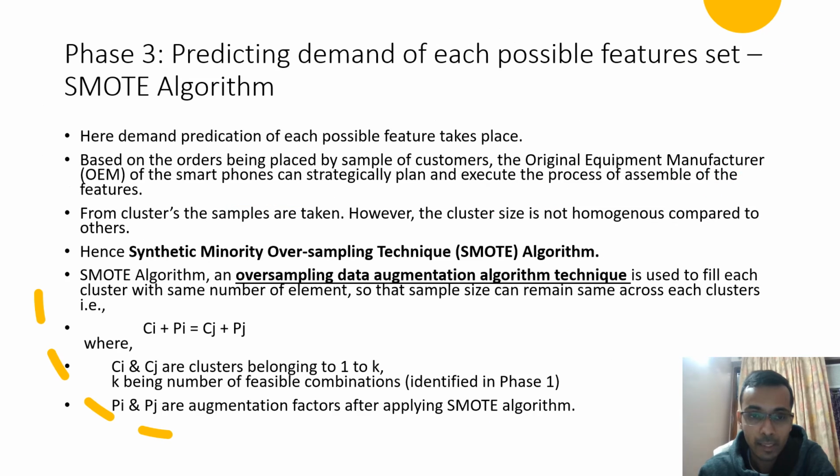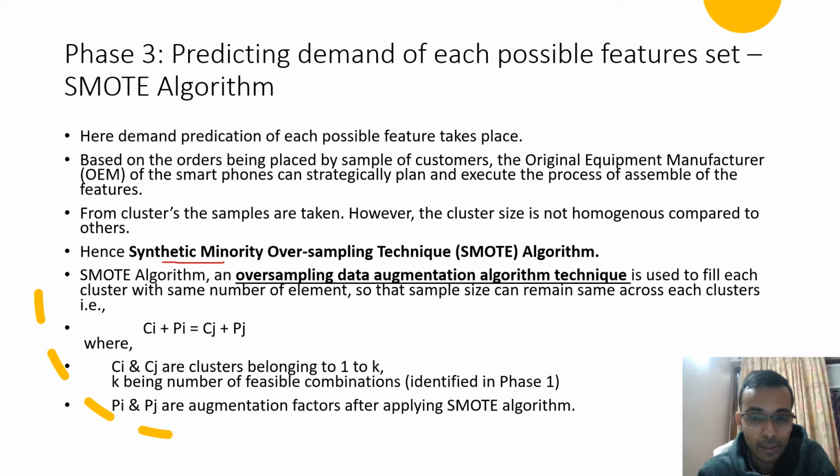Now coming to the last phase, this is about predicting demand of each possible feature set, and it is done using the SMOTE algorithm. SMOTE stands for synthetic minority oversampling technique. We have seen previously that we have clusters and clusters have data points. In a practical scenario, no two clusters can have the same number of data points, so homogeneity will not be there. If we try to do prediction, the predictive value will never be the same, because no two cluster sizes are homogeneous compared to each other.